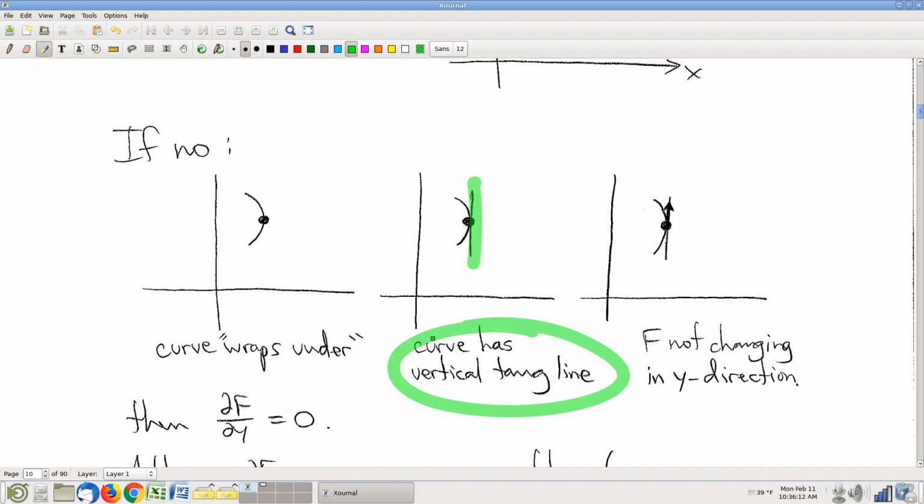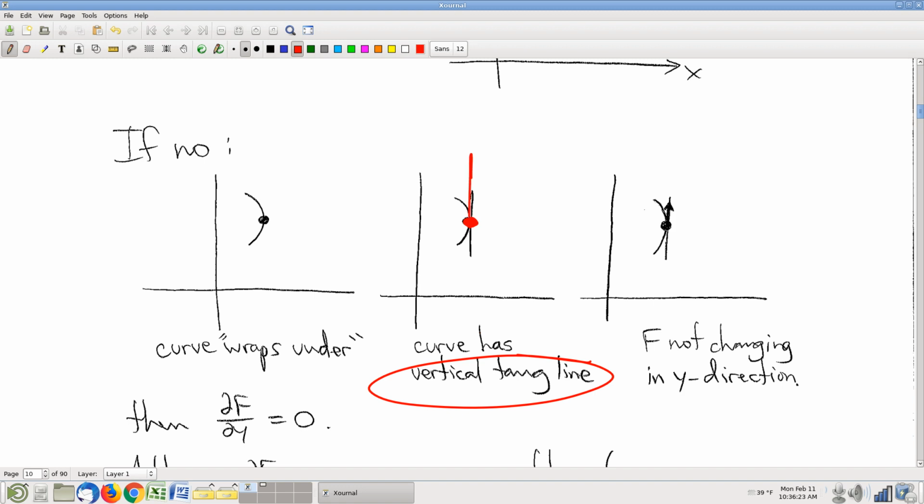Okay. How does this relate to something I can compute with? Well, here's the clever observation. At that point, having a vertical tangent line is synonymous with saying that the tangent vector is straight up, and the tangent vector is exactly what your velocity vector would be if you are moving along that curve.